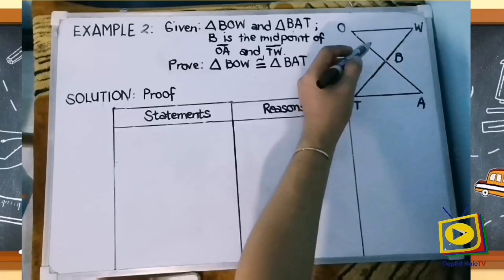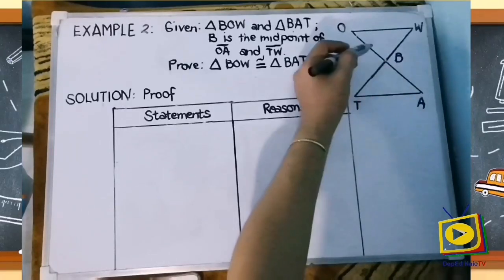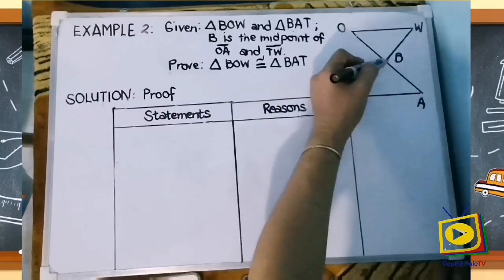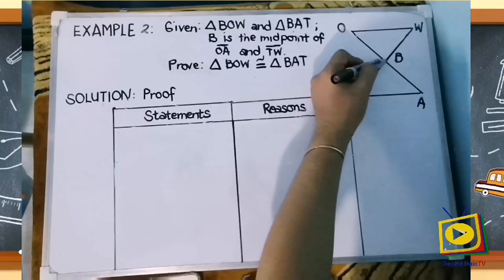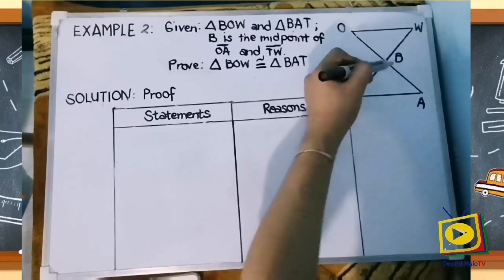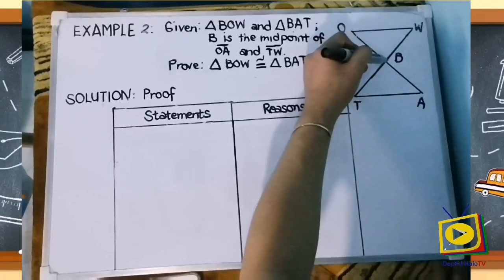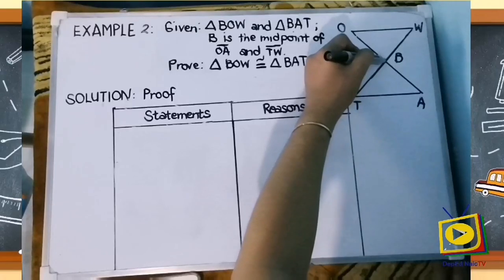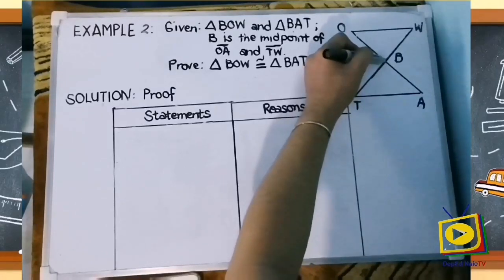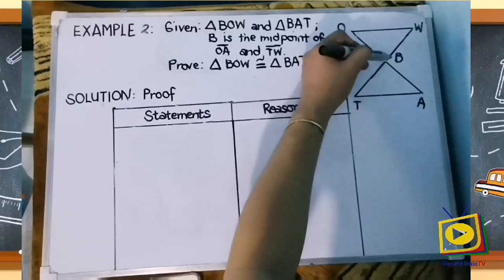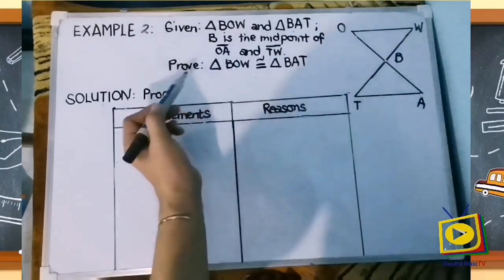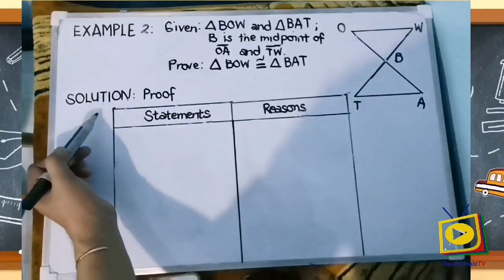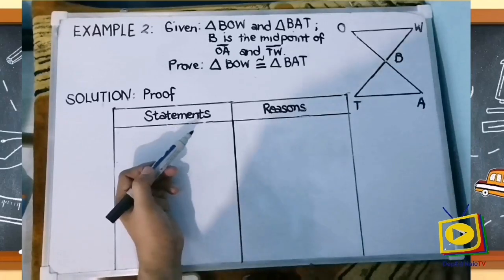Meaning to say that it divides the segment into two congruent segments, which are OB and AB, since B is the midpoint. Likewise with TW, if B is the midpoint, then the two segments are congruent, which are TB and BW. We are going to prove that the two given triangles are congruent, and for our solution, we're going to use the two-column proof.